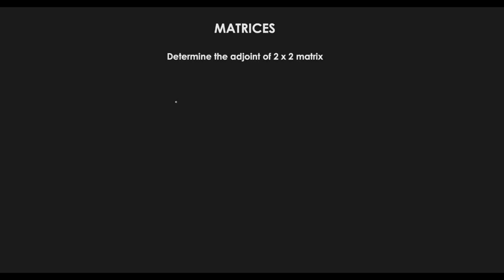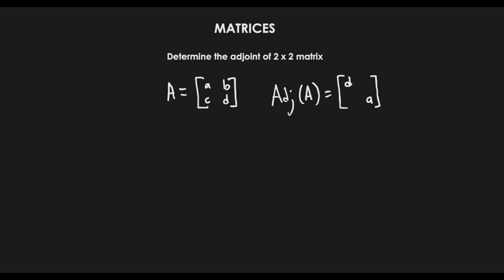So today we're going to learn how to find the adjoint of a 2 by 2 matrix. Let's say we have a matrix A. The elements in A are a, b, c, d. For the adjoint of A, all we have to do is swap the a and the d. So we have the d here and the a here. We would not swap the b and the c. We will keep the b and the c.